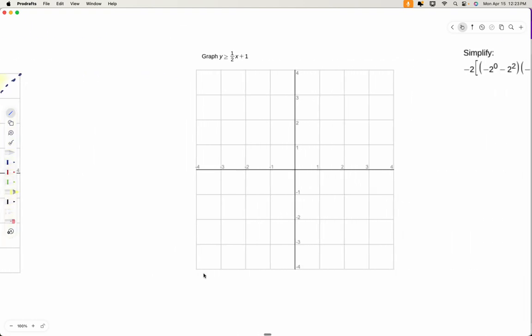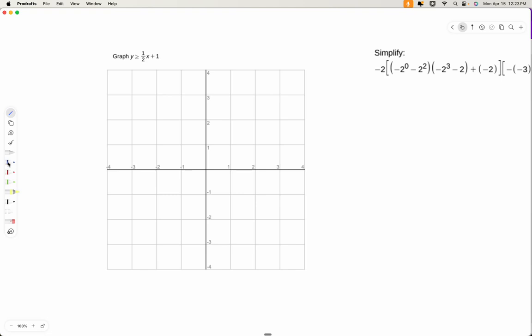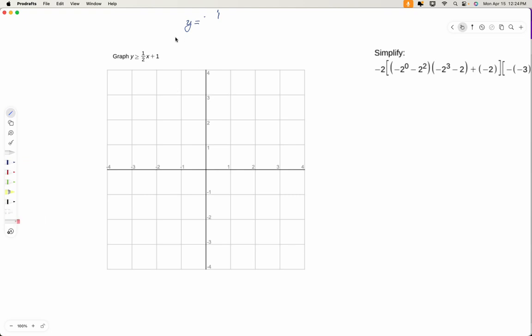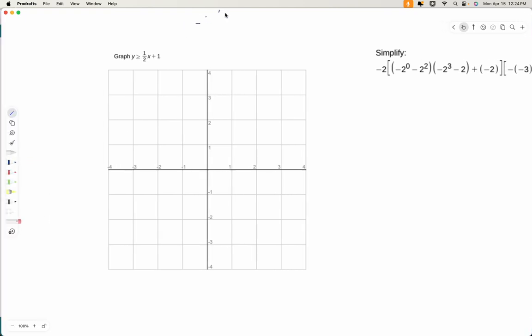Let's look at the next one. So here we have y is greater than or equal to 1/2 x plus 1. So this tells me we're going to treat that inequality symbol as if it were the equal sign. And I've gone too far up here. Let me erase that. So we would treat it like this to graph it. And it does have an equal sign, so we can make a solid line.